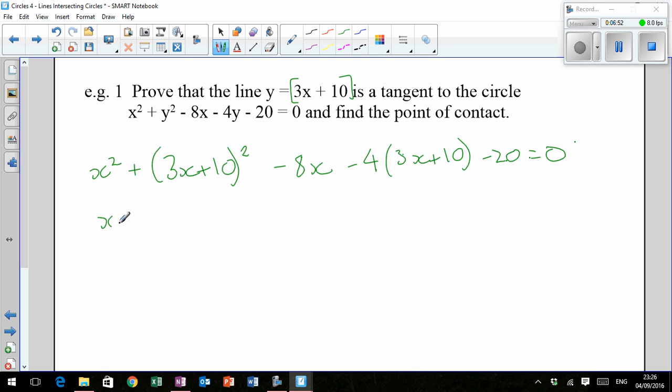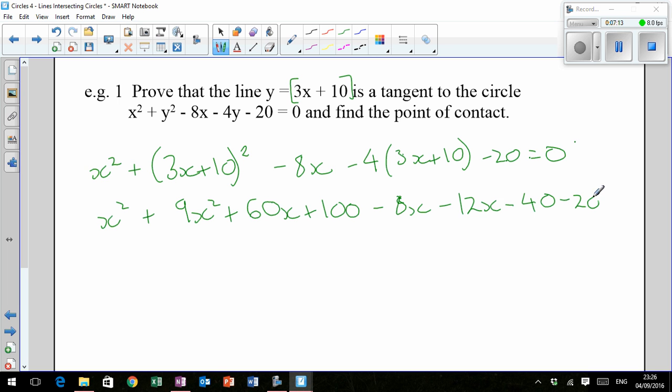Next bit is all just National 5, breaking brackets. Break that squared, you're going to get 60x plus 100 minus 8x. Careful, that negative 4 in front, so it's going to be negative 12x minus 40 minus 20 is equal to 0. That's quite long, obviously, but just take your time, be careful, make sure you don't make any mistakes. 10x squared plus 40x plus 40 is equal to 0. Because you've got it equal to 0, just divide by 10 both sides, because that's a common factor.